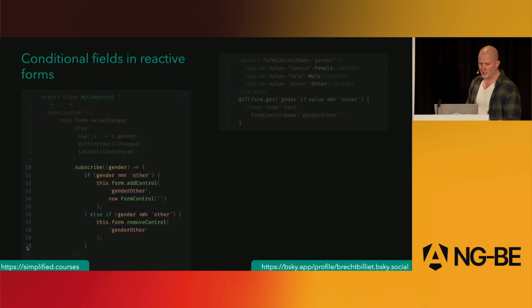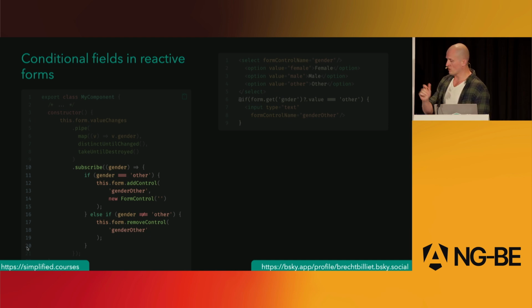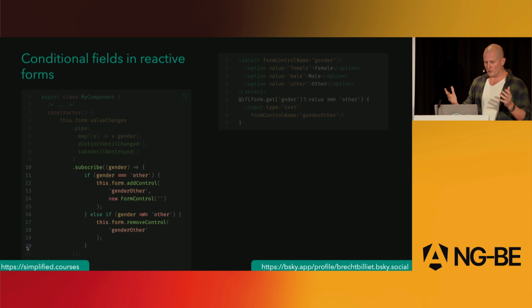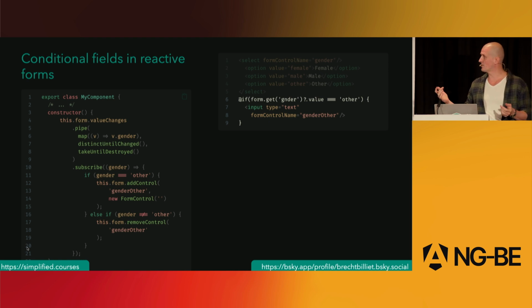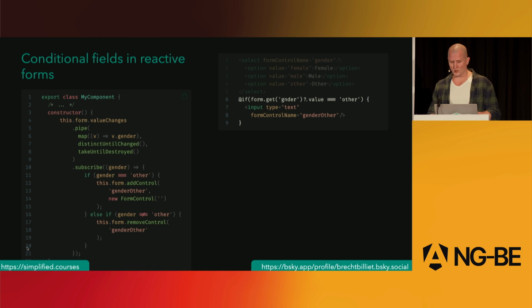And then manually we subscribe and we can add the control and remove the control, because otherwise the value will be kept in our form, and that is not what we want. But we also have to do this because otherwise we'll get an error, right? Because it will try to use the form control name and it doesn't exist anymore.